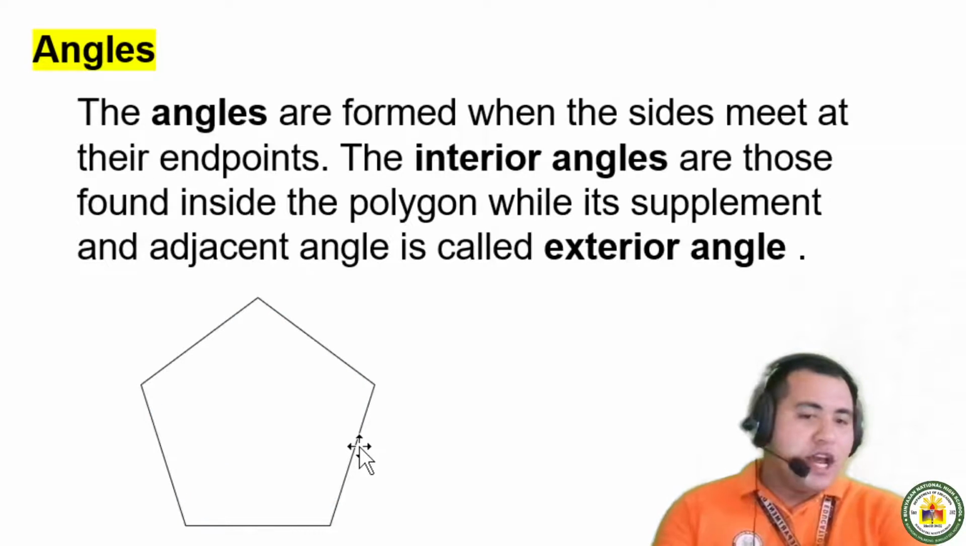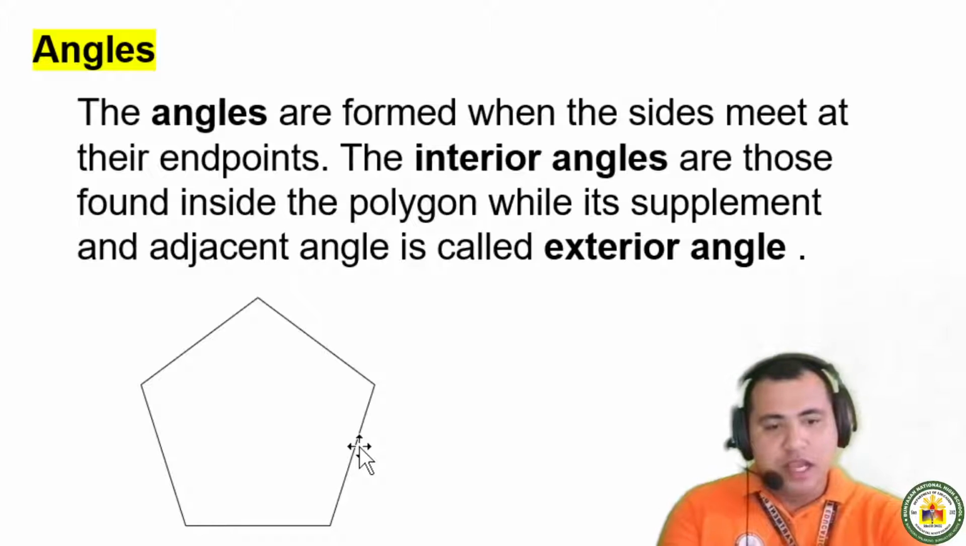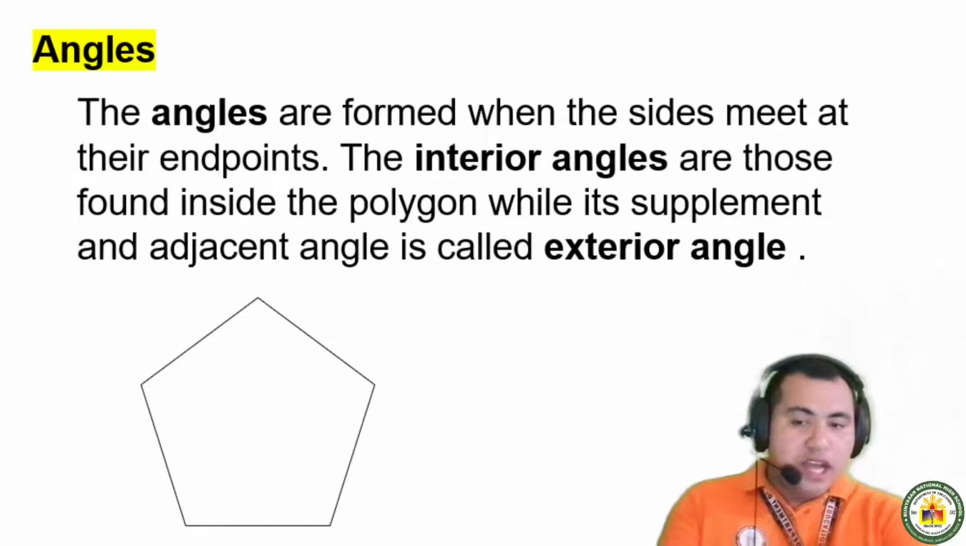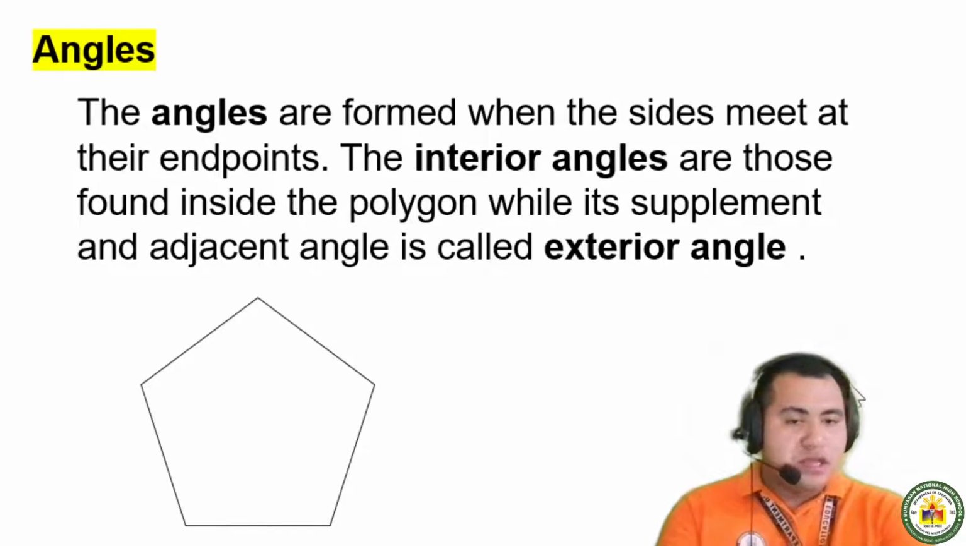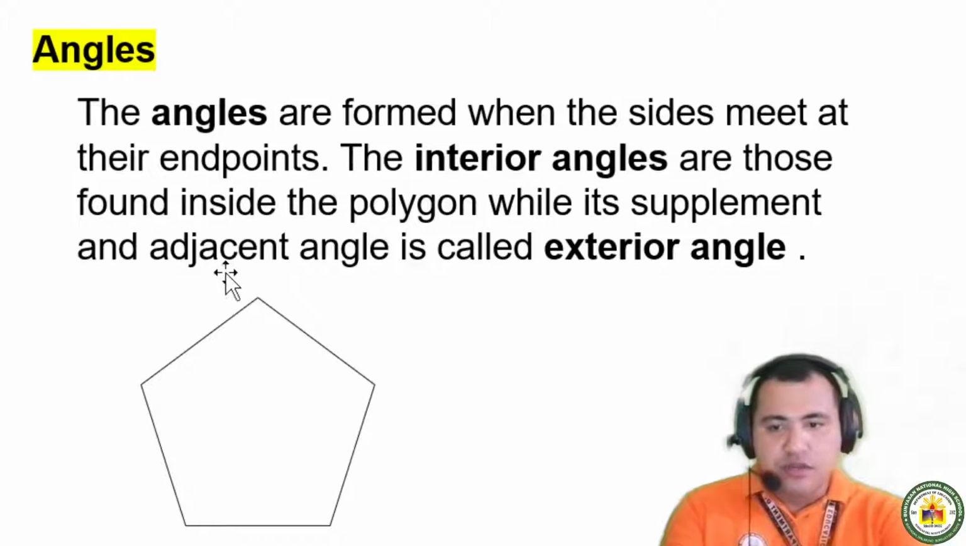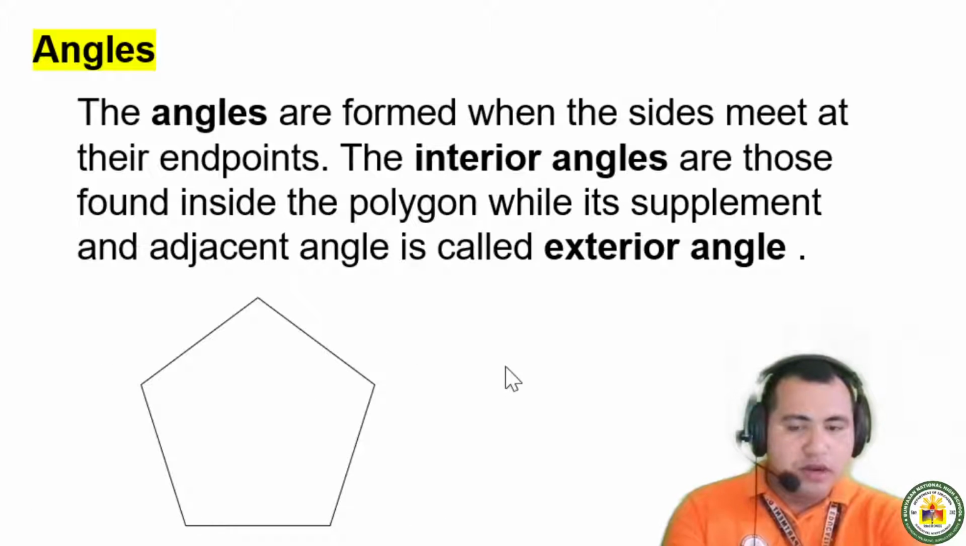First, balik ta sa pentagon. Kung kini ang atong side, there are 5 sides. Now, to get the exterior angles of a polygon, para makuha ang exterior angle sa atong polygon, we are going to extend the sides of the polygon. So, sumpayan nato ang side para makuha nato ang exterior.